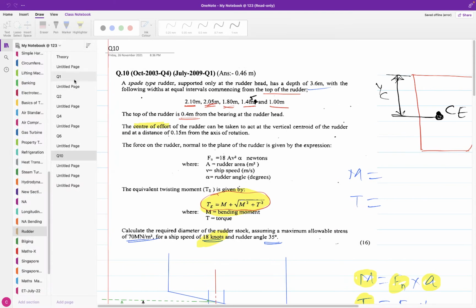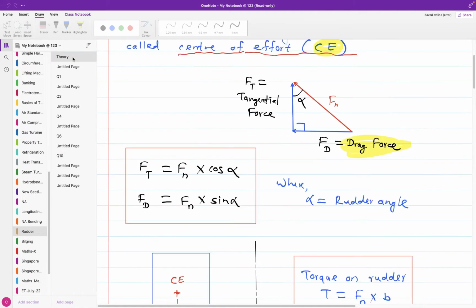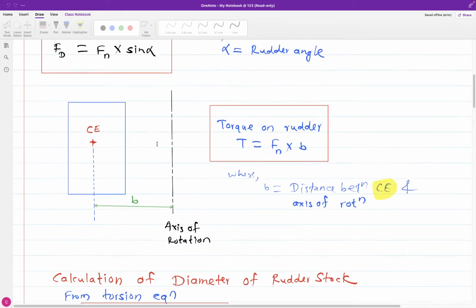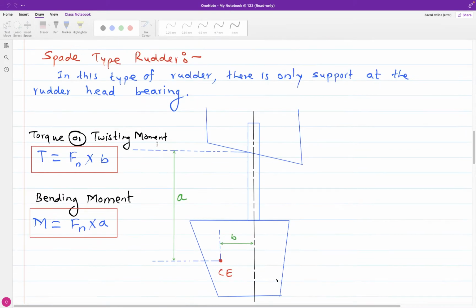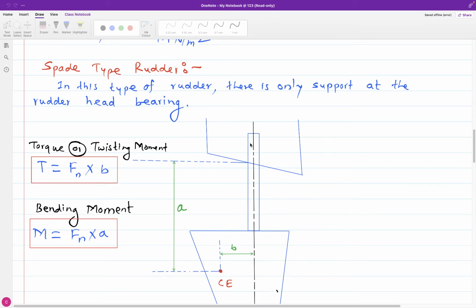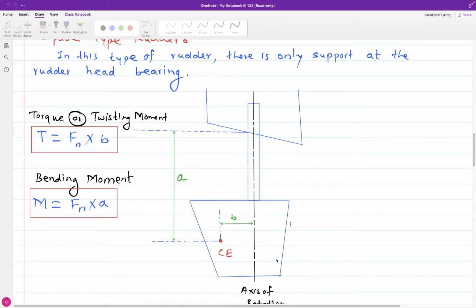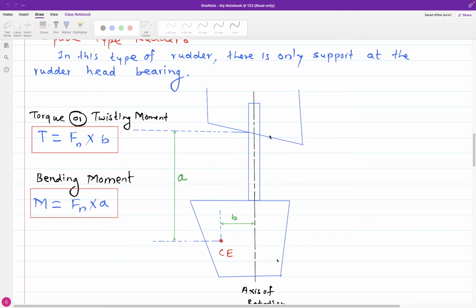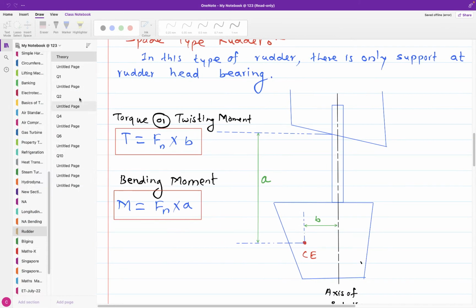And what is the meaning of spade type rudder? Spade type rudder means it is supported only at the rudder head bearing. We will have a rudder like this. So this is our spade type rudder in this question. That is the only thing here we have.